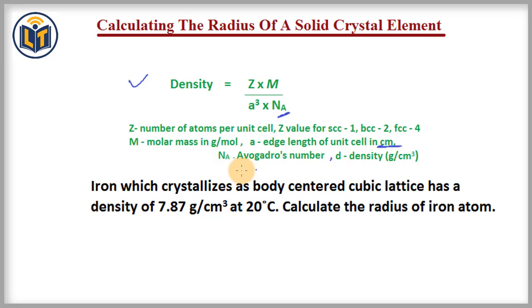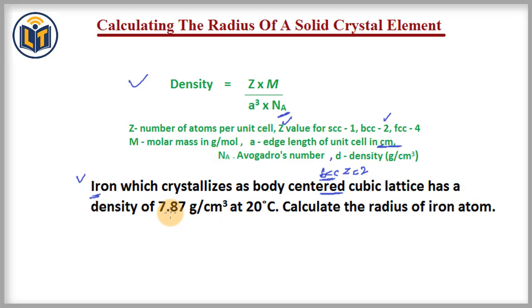gram per centimeter cube. In this problem, I will show you how you can calculate the radius of a solid crystal element. The problem says that iron is an element which crystallizes as a body-centered cubic lattice. It means that it is having a BCC structure, and from this information we can get the Z value. Z value for BCC structure is 2. It means that the number of atoms per unit cell is 2 in BCC structure.